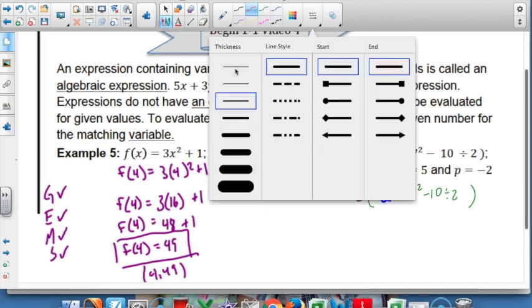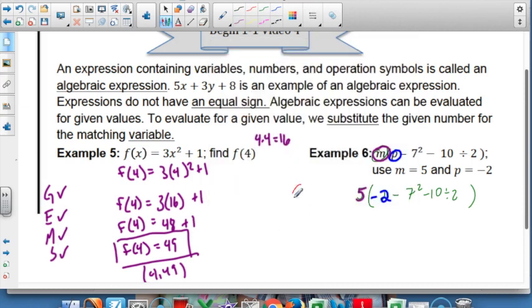So again, let's get the skinnier pen here. Y'all tell me if I'm wrong. I feel like it's easier to read when I use the skinnier pen.